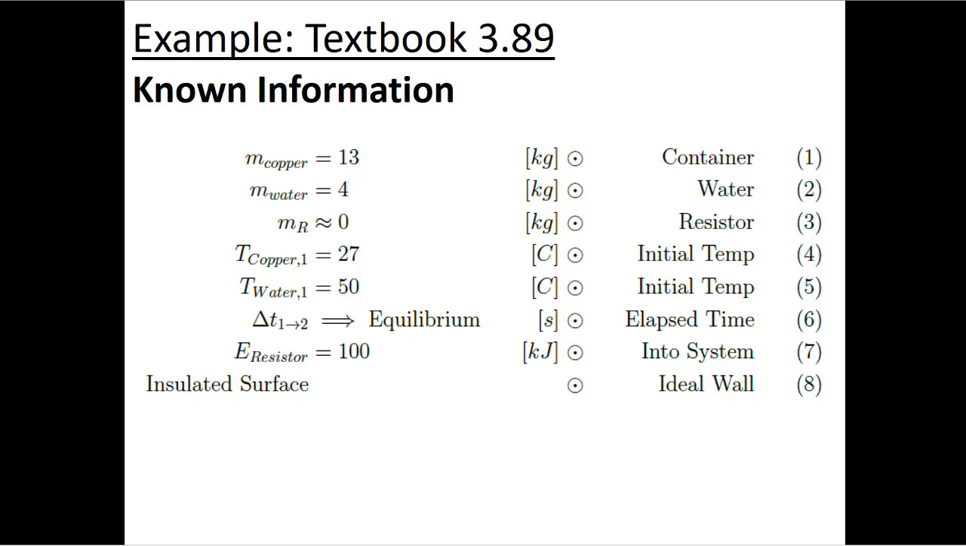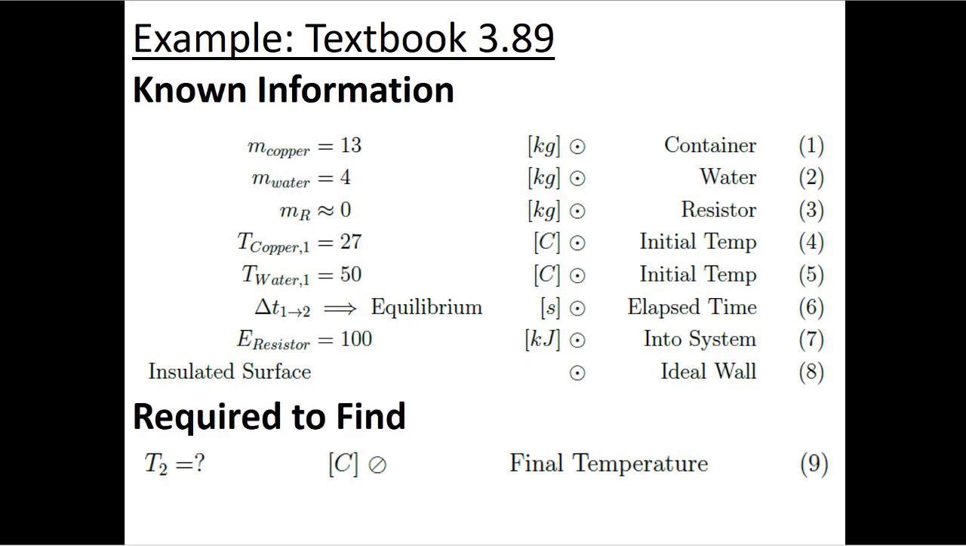The energy from the resistor is 100 kilojoules into the system. We're also going to assume that our system has an insulated surface around it so that no heat or work can come in or out. What are we required to find? We want to know the temperature in degrees Celsius once everything hits equilibrium.